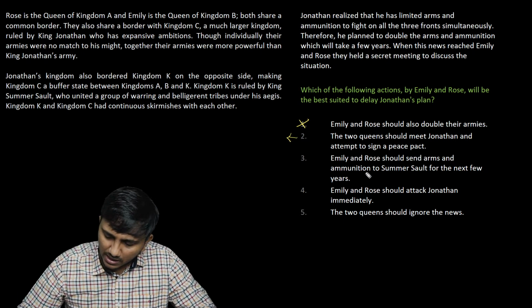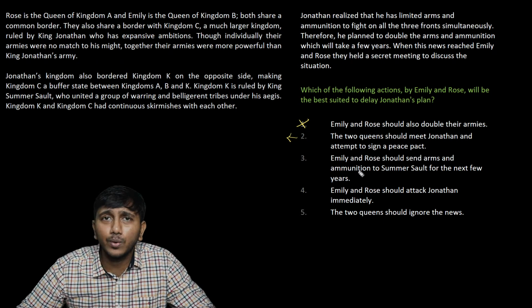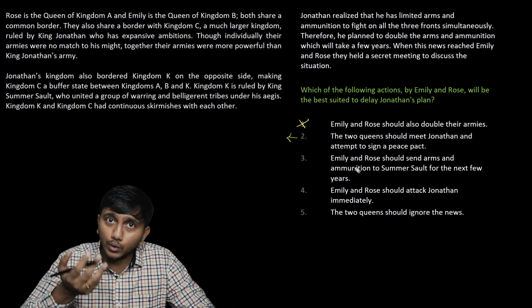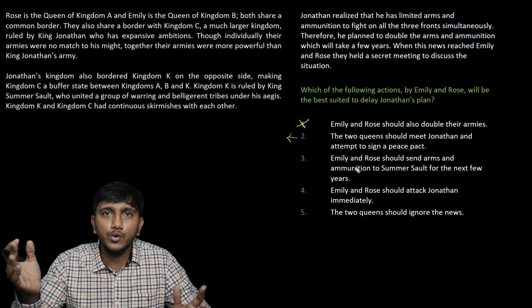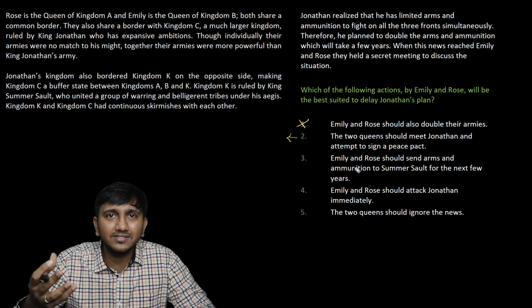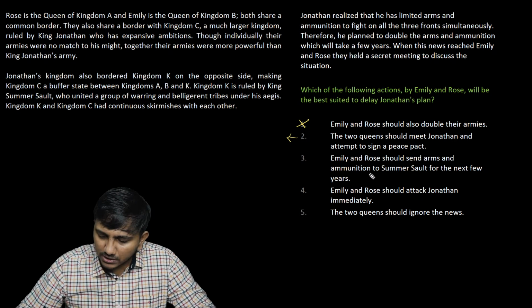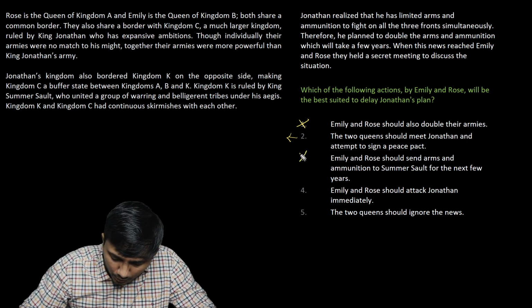Emily and Rose should send arms and ammunition to Somersault for the next few years. Okay, how is that going to delay Jonathan from doubling his army? Probably Jonathan will never get to know that something like that is happening. Even if he gets to know, he might think that these guys are all colluding. I might have to build my army faster. That would actually backfire, right? So sending arms and ammunition to Somersault for the next few years is not going to delay Jonathan doubling his army.